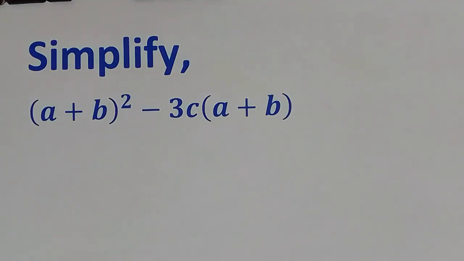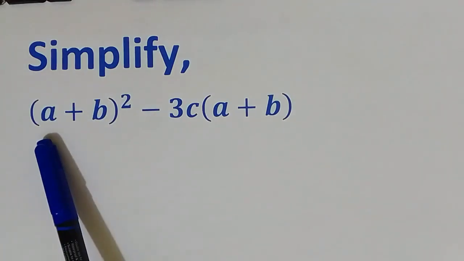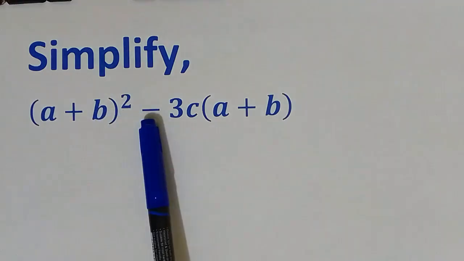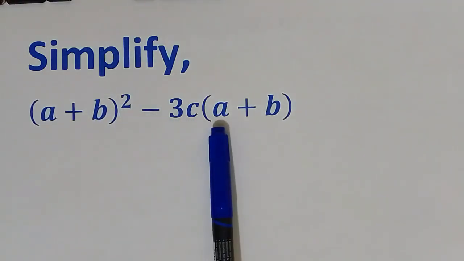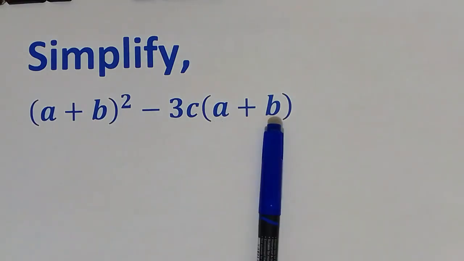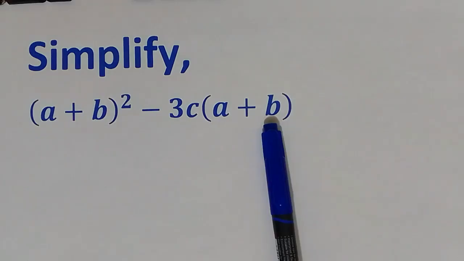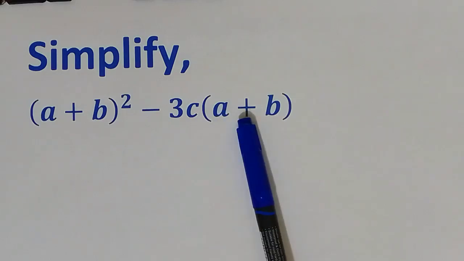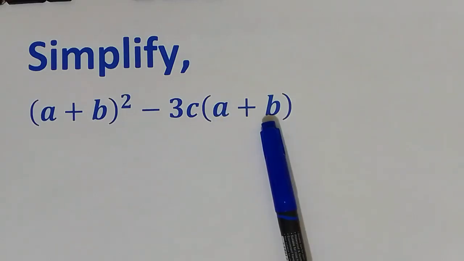Hello, welcome. Let us simplify this expression. They have given to us (a + b)² minus 3c(a + b). When you check our question properly, you can see here (a + b) and (a + b), they are common. Let us find the way to factor them out.